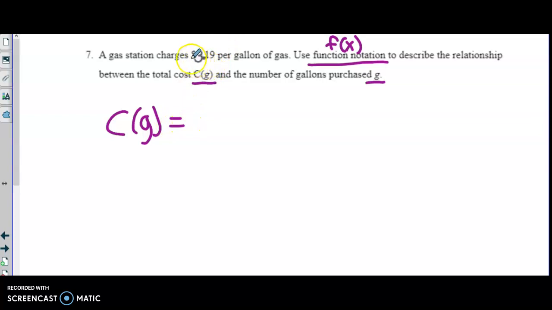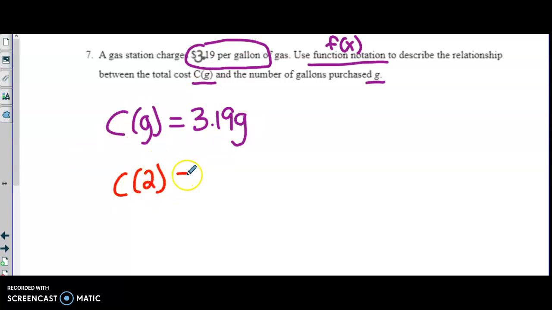equals $3.19 per gallon. And they said to use g for gallon. So $3.19 per gallon would mean that you were multiplying those together. And I think that's your function rule. And if you just want to know how this function rule works, like if you wanted to know the cost of 2 gallons, you would do 3.19 times 2, which, let's see, should be around $6 and something cents. Yeah, $6.38.